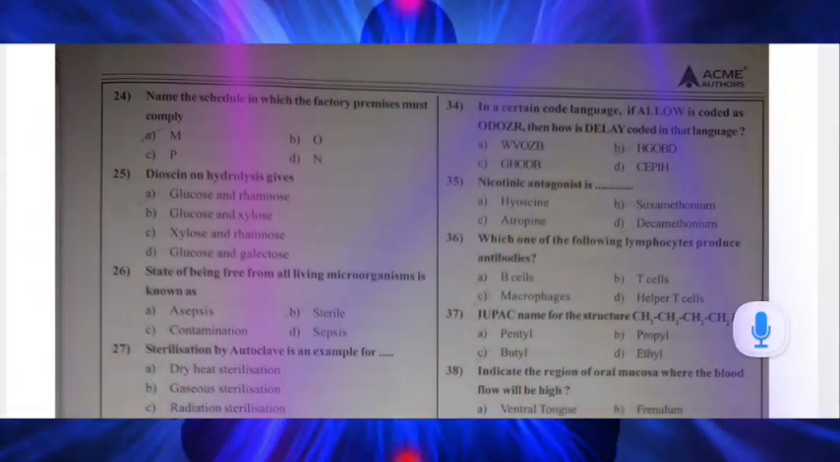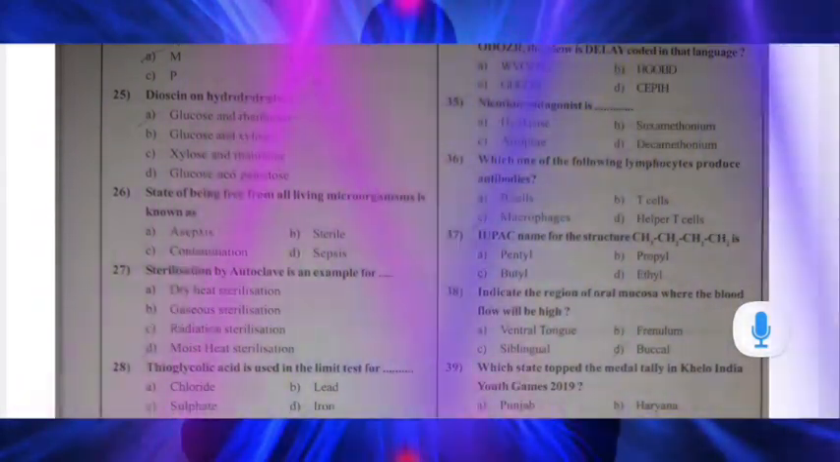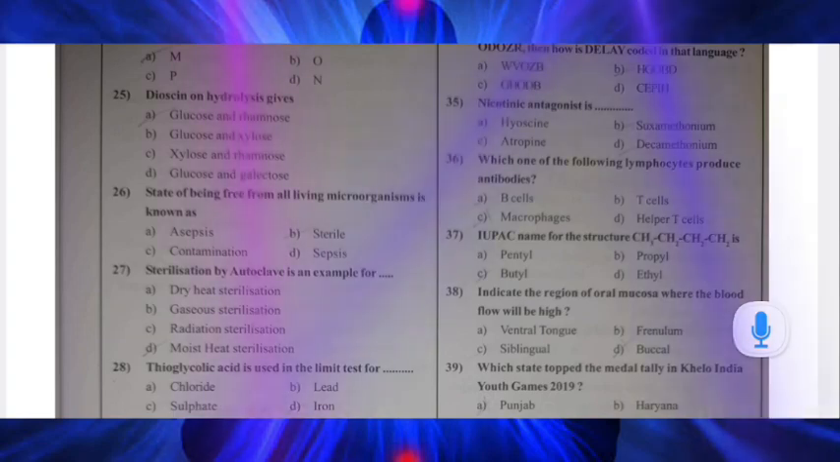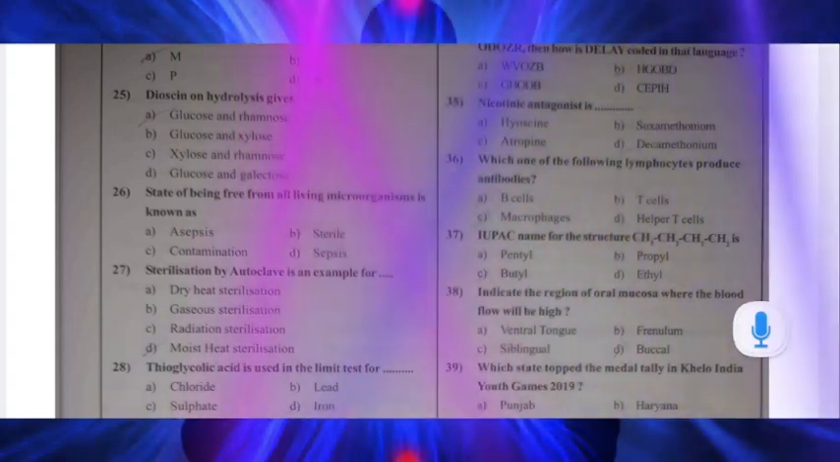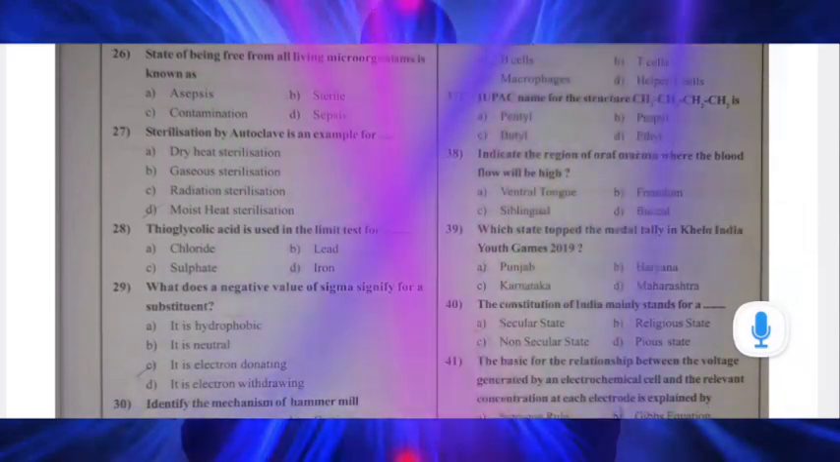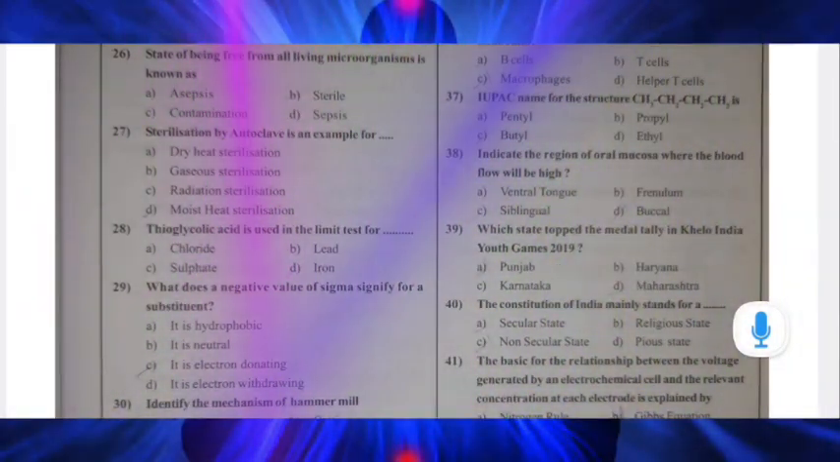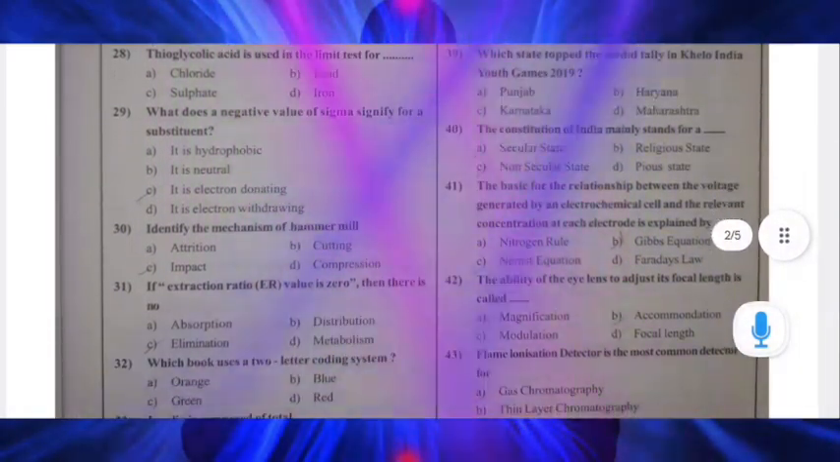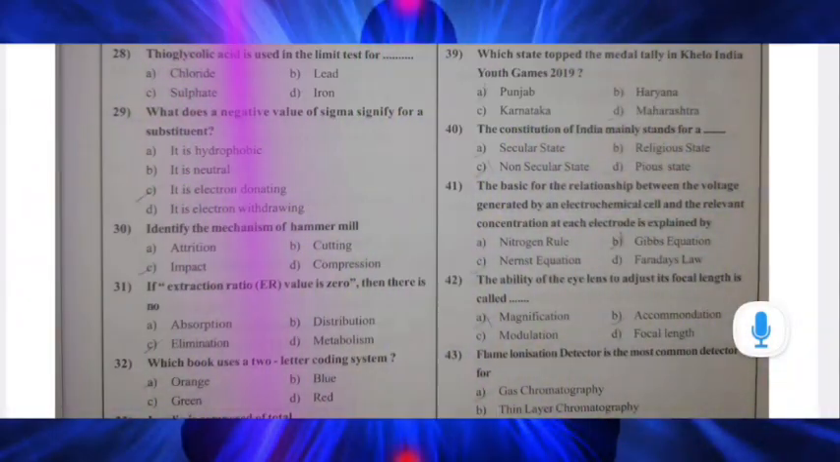Name the schedule in which the factory premises must comply. M. Diosmin on hydrolysis gives glucose and rhamnose. The state of being free from all living microorganisms is known as sterile. Sterilization by autoclave is an example of moist heat sterilization. Thioglycolic acid is used in the limit test for iron.